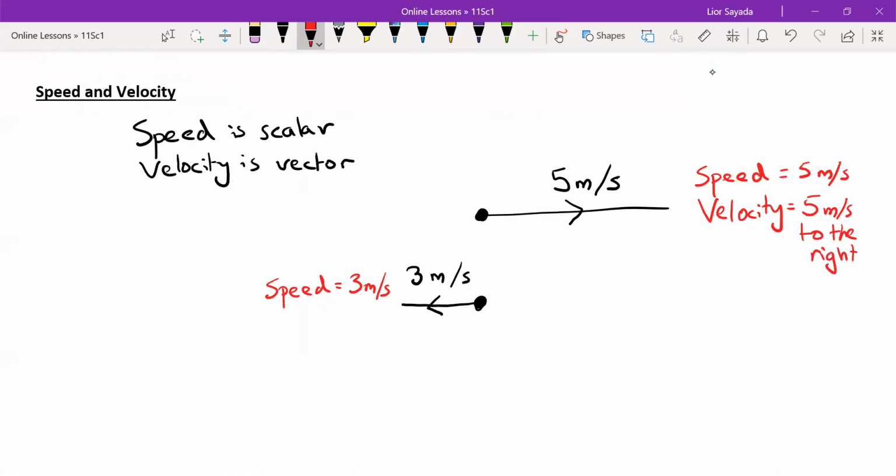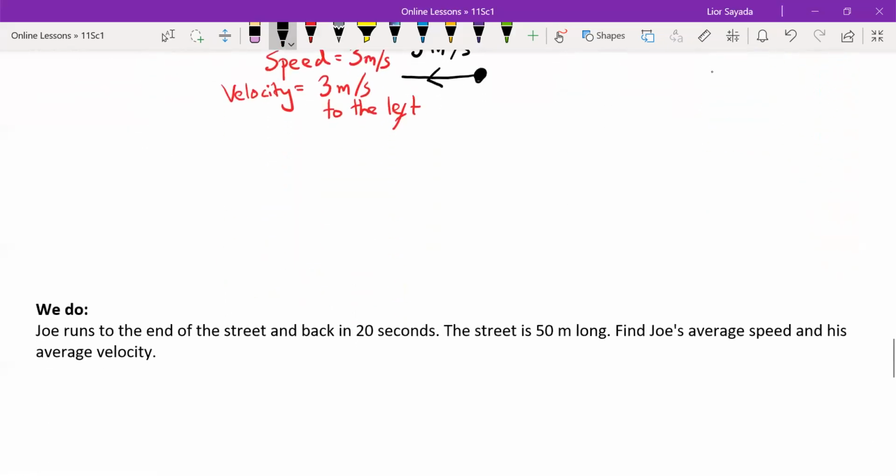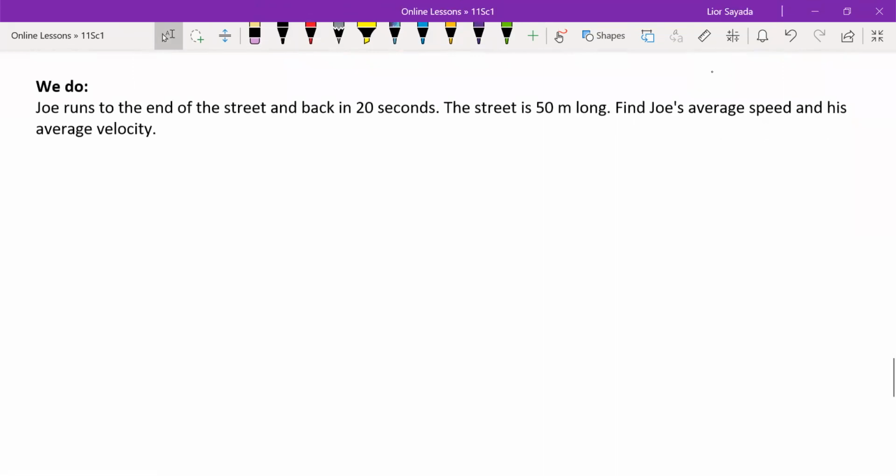And for this object over here, what do you think the velocity is? Say your answer to the screen. Hopefully you've said that the velocity is 3 meters per second to the left. So that's the difference between speed and velocity. Now, what that means is when you are using the equation which links speed, distance, and time, it is slightly different depending on if you're talking about speed or if you're talking about velocity. And I'm going to show you that with this example here.